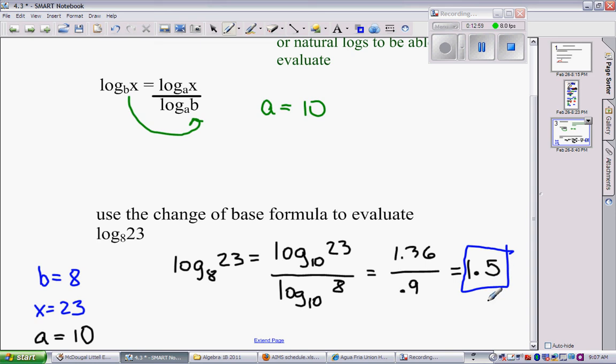You can also use the change of base formula to graph logarithmic functions. There's an example in your book on page 362.